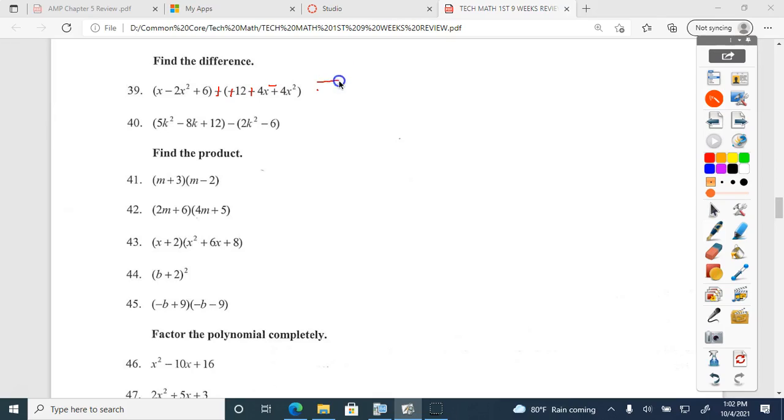Okay? So we have negative 2x squared and negative 4x squared. That makes negative 6x squared. We have x and positive 4x make positive 5x. And then we have 6 and positive 12 makes positive 18.